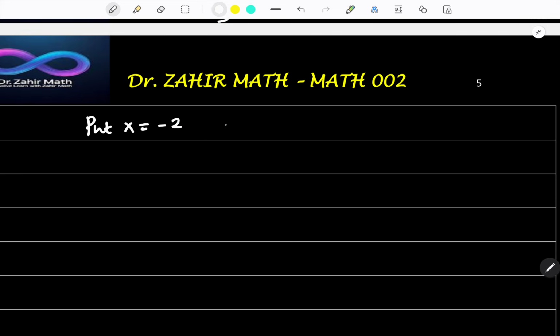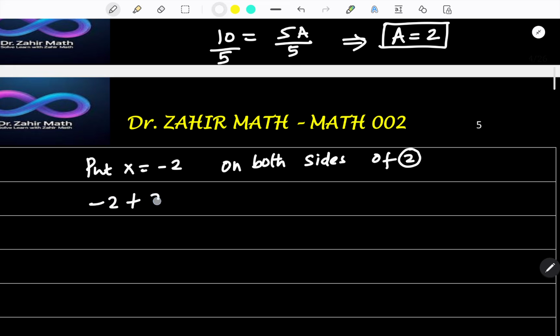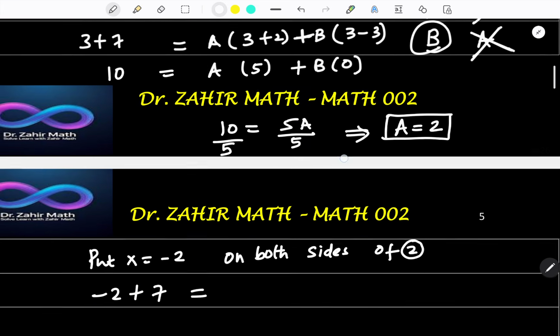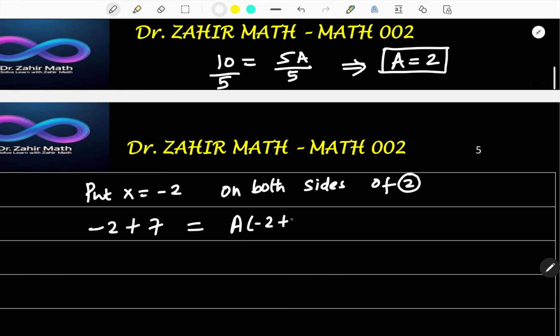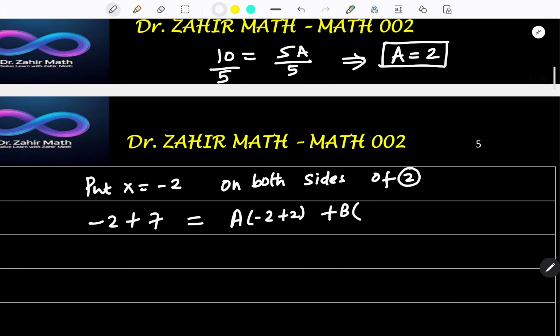So put x equals minus 2 on both sides. Both sides, that's very important, on both sides of equation number 2. So when I put x equals minus 2: minus 2 plus 7 is equal to a times minus 2 plus 2 plus b times minus 2 minus 3. So minus 2 minus 3. This equals what? Minus 2 plus 7 is 5 and this is 0. And this one is minus 5.